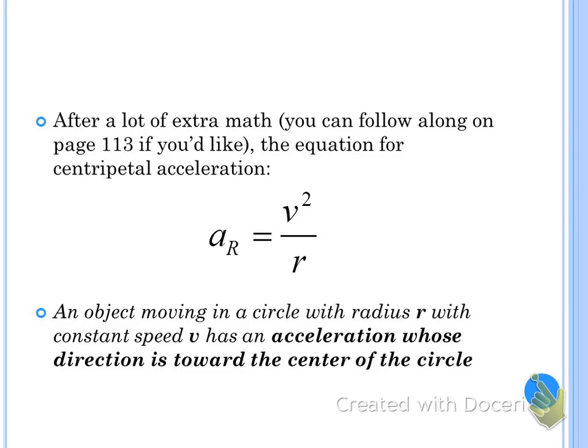So what this is telling us in words is that an object moving in a circle with a radius r and a constant speed v has an acceleration whose direction is toward the center of the circle. Okay, so your centripetal acceleration, or your radial acceleration, is what we call center seeking. It's being pulled toward the center of the circle as you rotate that object. Its acceleration is toward the center of the circle. And I'm going to draw it out here in a little bit so that you can see it. But our acceleration in this case is toward the center of the circle.